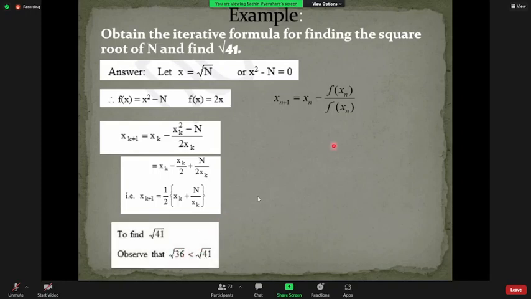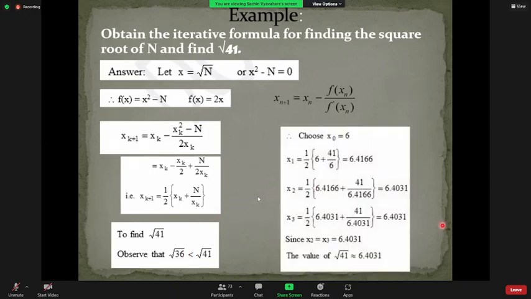I think I have taken 6 here, because 6.40 is there and the root exists between 6 and 7. 0.40 indicates it is nearer to 6. It is closer to 6, and as it is closer to 6, 6 is taken. But with 7 also you will get it. Don't worry.